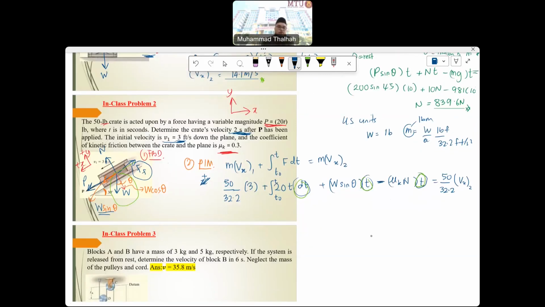So hopefully everyone arrived to this one, yeah? 4.658 plus 40 plus 50 minus 0.6N equals 1.553 V in the X direction at time 2.